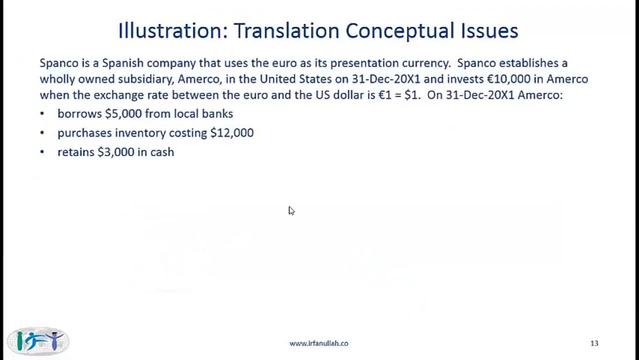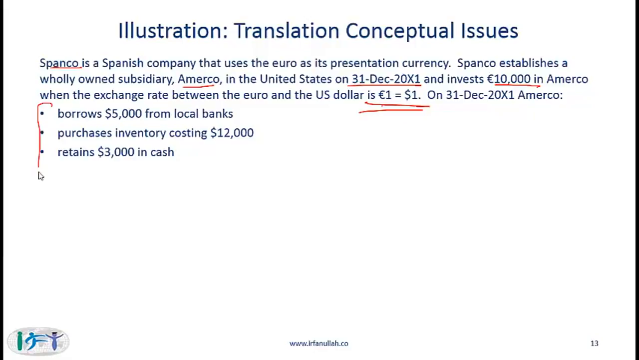So let's dive into these conceptual issues by looking at some numbers. Again, we continue with Spanco. Amerco is the American subsidiary which is established on this date, the end of, let's say, 2001. And here is the investment. The investment is 10,000 euro. Conveniently, our exchange rate when this subsidiary is established is $1 equals 1 euro.